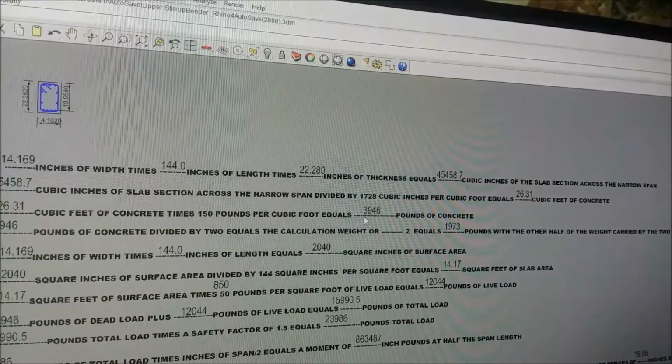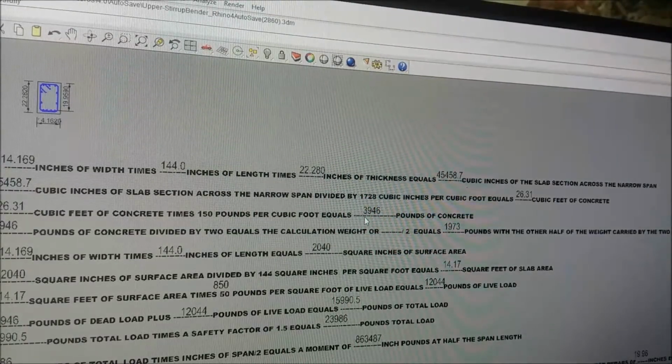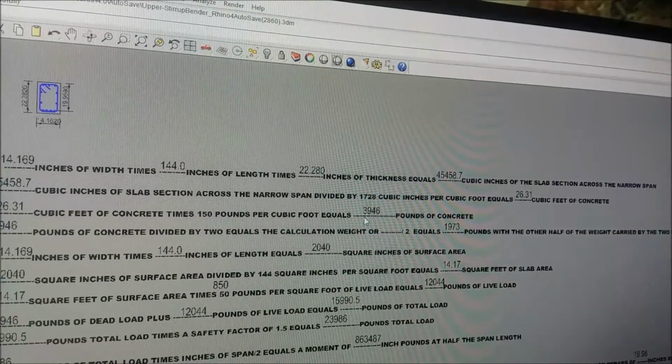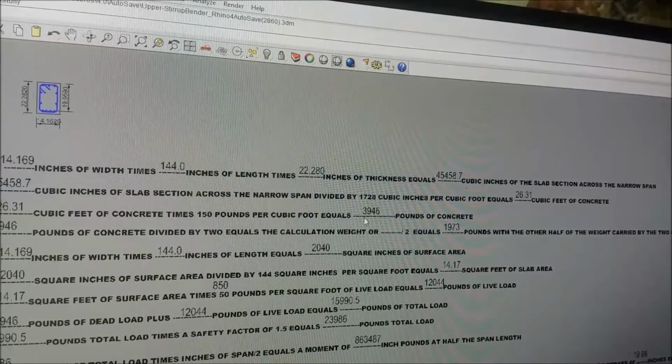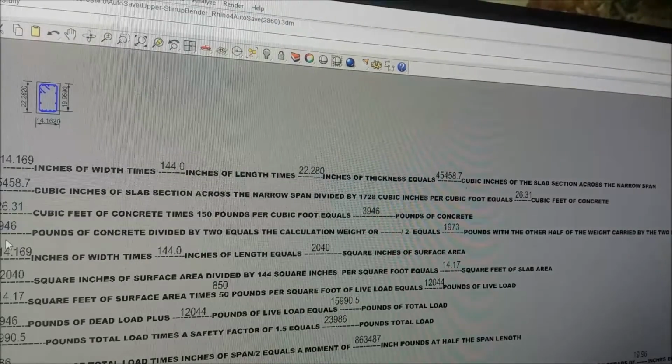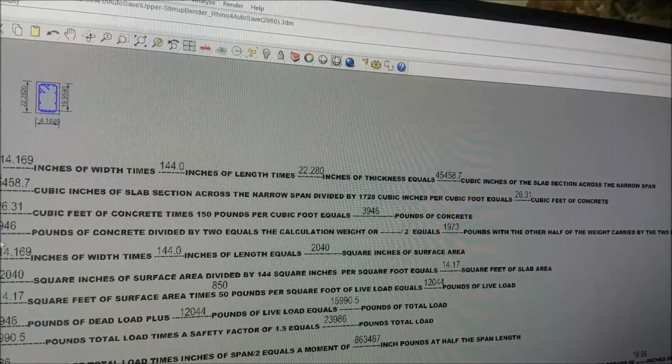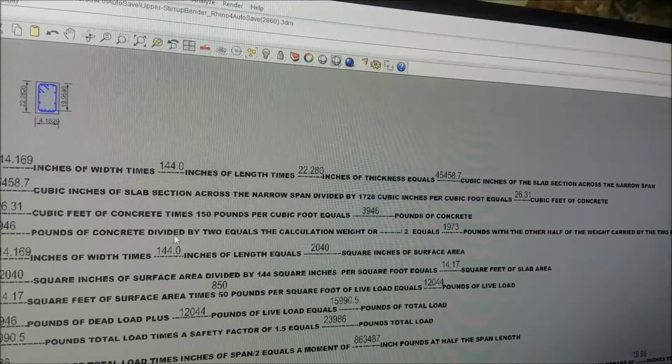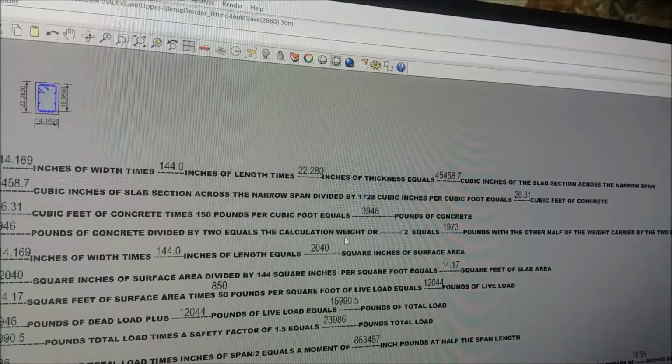Okay, what do we do after that? Okay, I see what I did. I did it in a different order. 3,946 pounds of concrete divided by 2 equals the calculations weight.